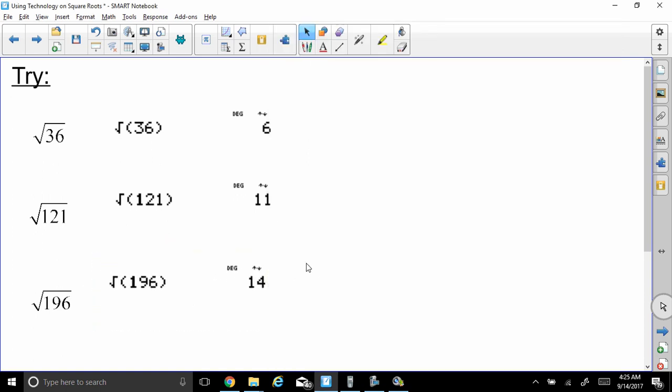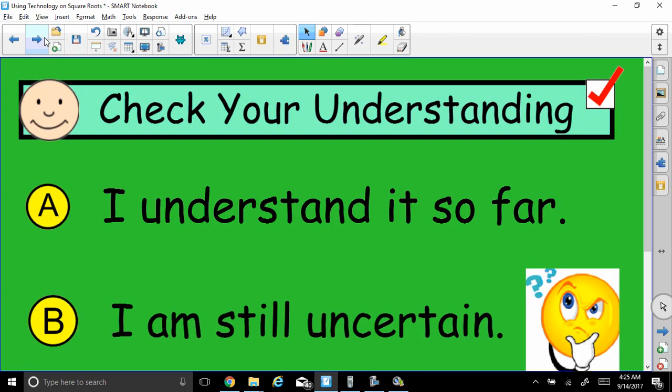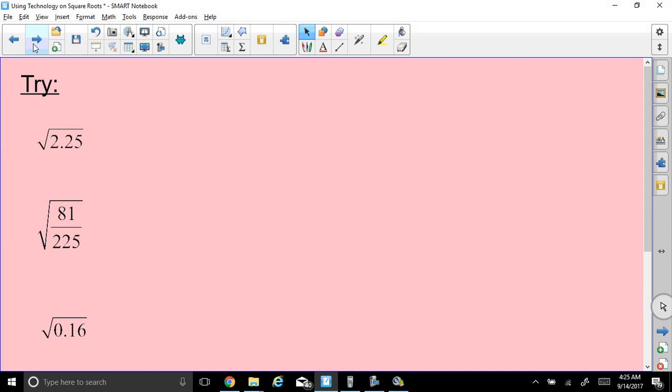So we just completed some square root examples using our technology. Here's our check your understanding page. If you understand what's going on so far, it's good to know. But if you're not certain, rewatch the tape and hopefully write down your questions, bring them in, and we will answer them in class tomorrow. Here are some other examples for you to try.